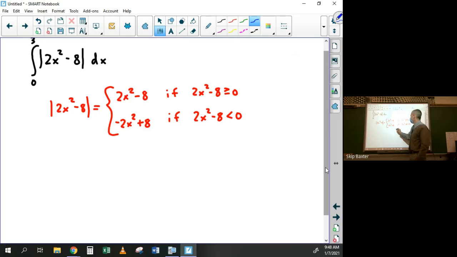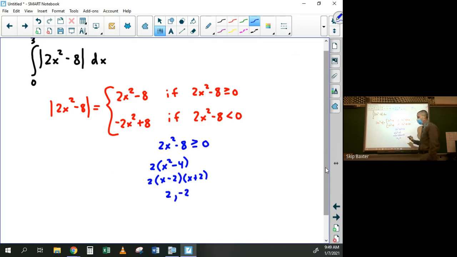If I'm trying to solve this inequality, 2x squared minus 8 greater than or equal to 0, the first thing I do is I pretend like it's an equal sign and I find the roots of the quadratic. So if this was an equal sign, I would factor. So this factors as 2 times x minus 2 times x plus 2. So the roots are 2 and negative 2. I pretend like it's an equal sign.